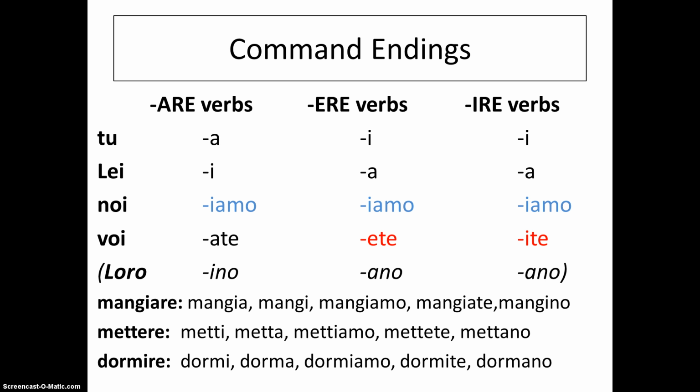Next we have mettere. Metti, metta, mettiamo, mettete, mettano. I use this with my daughter often. Metti la giacca, metti le scarpe, non mettere i piedi sul tavolo. Finally, we have an example with the -ire verb dormire. Dormi, dorma, dormiamo, dormite, dormano. This is another one I use every day with my 3-year-old. Dormi, dormiamo.